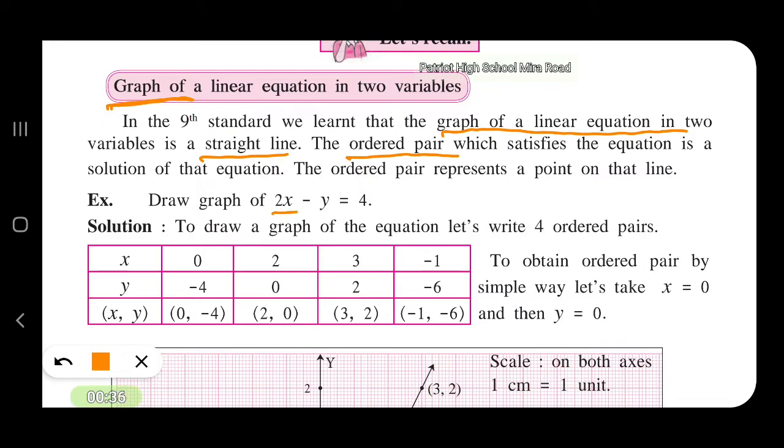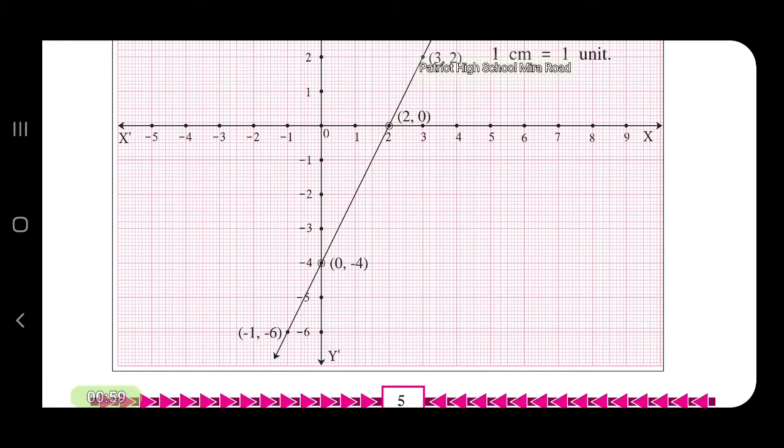In this case, suppose we assume it to be 0, then 0 minus y is equal to 4. Therefore y is equal to minus 4. This becomes the first ordered pair, and it represents a single point on the graph. So let us see what it is. The point represented by 0 and minus 4.